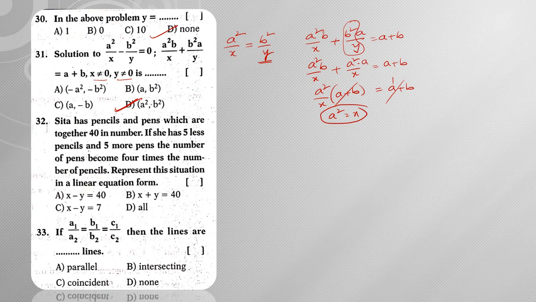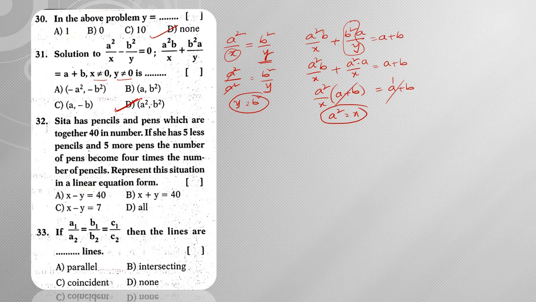If you want, you can find out the value of y. Simply replace x with a square. Then what am I going to get? a square by a square is equal to b square by y. So a square gets cancelled. So y is equal to b square. Right? Next, question number 32.